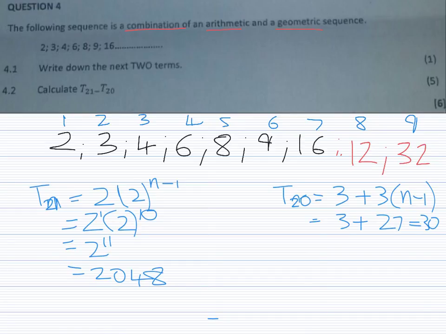But the question is asking us to find T21 minus T20. So this is T21 here, and we just have to subtract from it T20. So 2048 minus 30. Therefore T21 minus T20 is 2018. I hope that makes sense, and I hope you understand how we used this sequence to determine the arithmetic and the geometric parts.